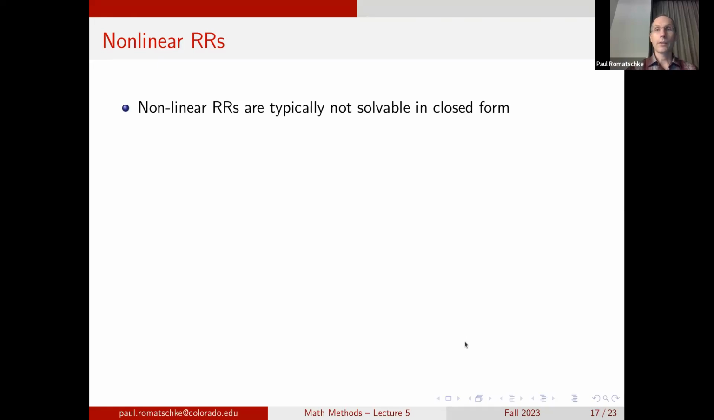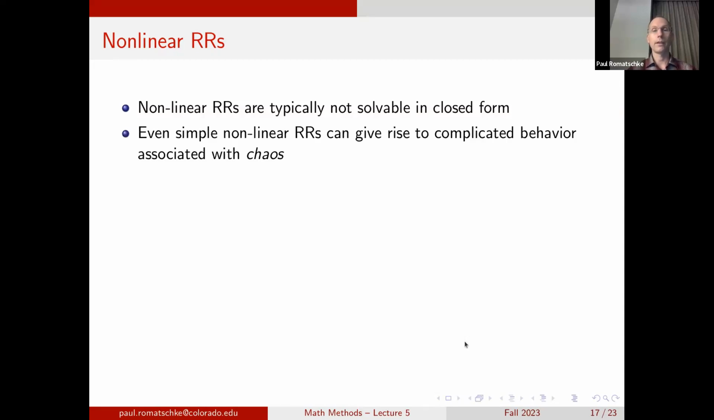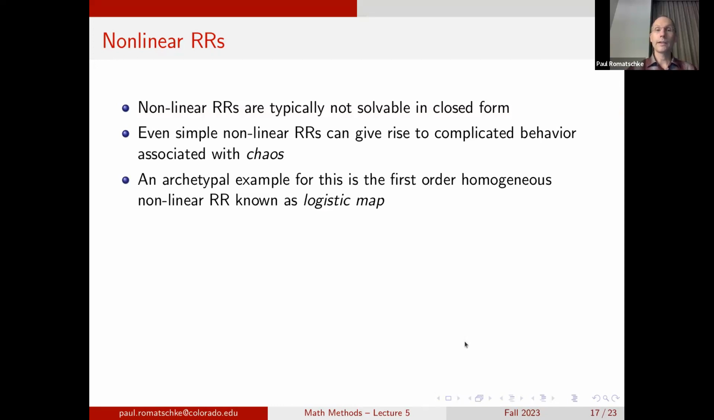Now that we have talked about linear and first order recurrence relations, let me point out that nonlinear recurrence relations are also possible to study, but they're typically not solvable in closed form. Even simple nonlinear recurrence relations can give rise to complicated behavior that is easily associated with properties such as chaos. An archetypical example for this is the first order homogeneous nonlinear recurrence relation known as the logistic map.